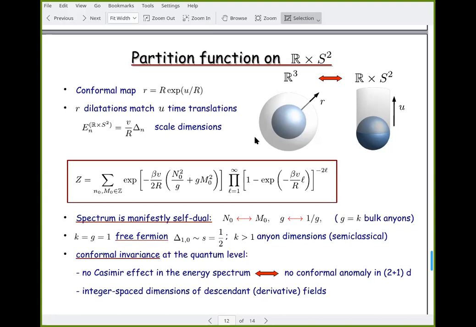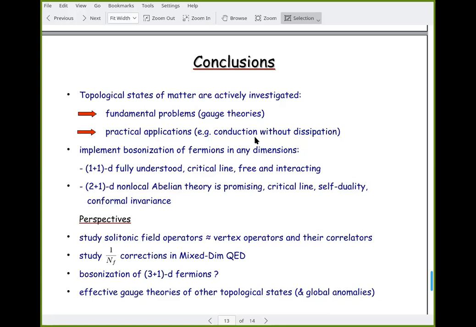Okay, so the conclusion is that topological states are very important, very much investigated, because their properties are given by gauge theories, topological theories, so gauge theories are kind of important. And also there are practical applications. For example, the massless excitations at the boundary are kind of half of what you would get in an ordinary system. Either they are chiral or, for example, in 2+1 dimensions, normally you have a pair of fermions. Here instead you have just one fermion.